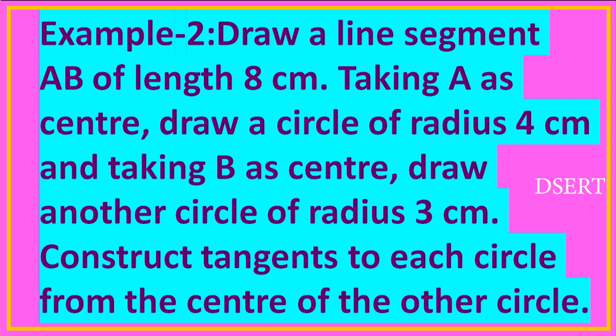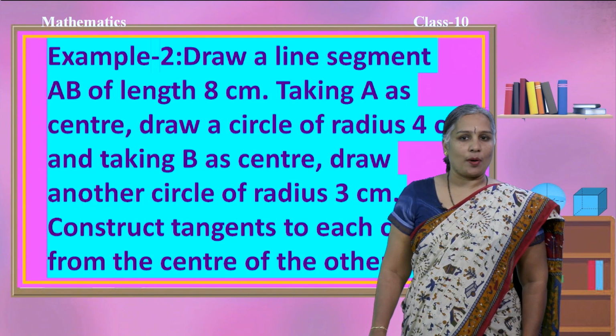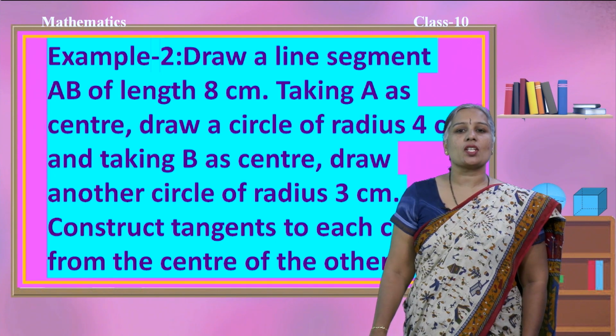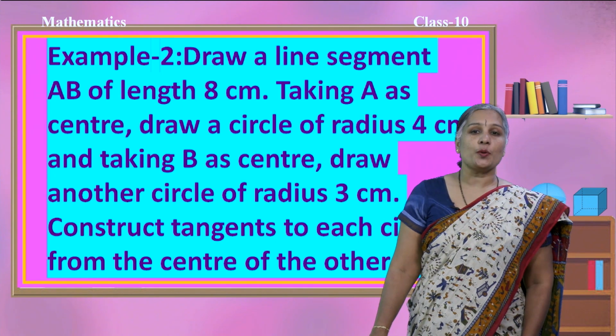Then the next part is to construct tangents. How to construct tangents? From point B to the circle created at point A. Similarly, we have to construct tangents from A to the circle created at point B. It is a very interesting sum. Let us see how to do this construction.